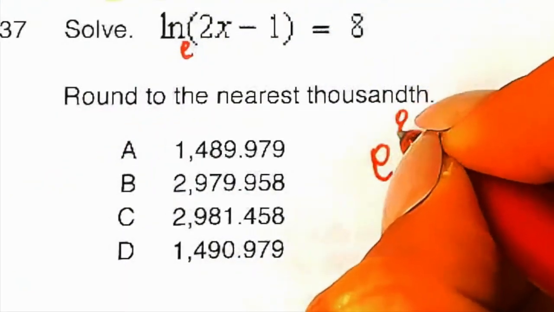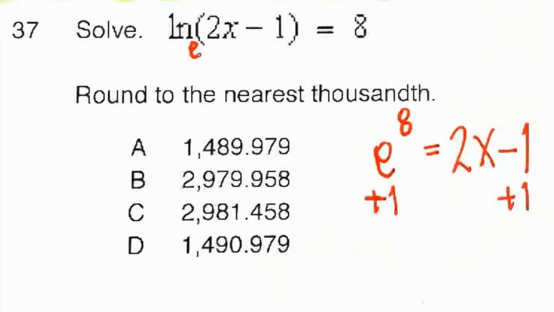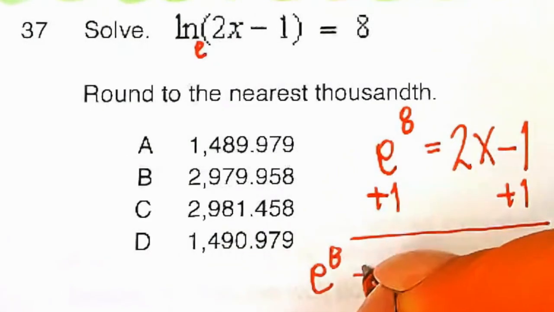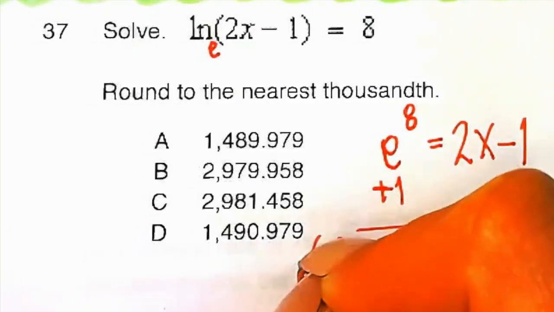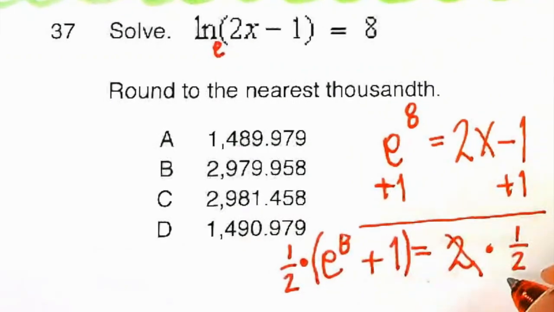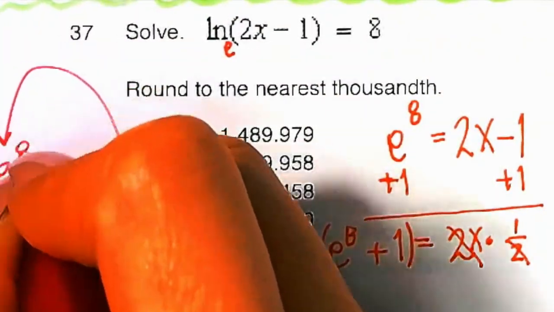On number 37, we already have the log of one solid expression equal to a number that is perfectly set up for us to change it from logarithmic form to exponential form. E to the 8th equals 2x minus 1. Add 1 to both sides, e to the 8th plus 1. Divide by 2 or multiply by 1/2, and we have x alone.